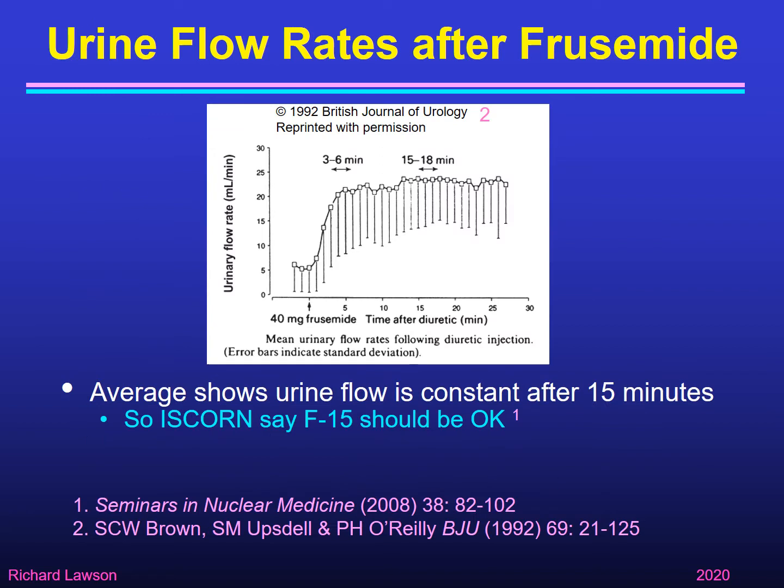So here is some data that's used to support that. This is a graph that comes from the ISKCORN report on transit time measurements from the renogram, published in 2008. Now, ISKCORN is the International Scientific Committee on Radionuclides in Nephrourology, and they use this graph to show what happens after you give frusemide, and they show the flow rate here increasing rapidly about 3 minutes after frusemide, coming up to about 25 mils a minute, and then by 15 minutes it's plateaued and reached a constant value.